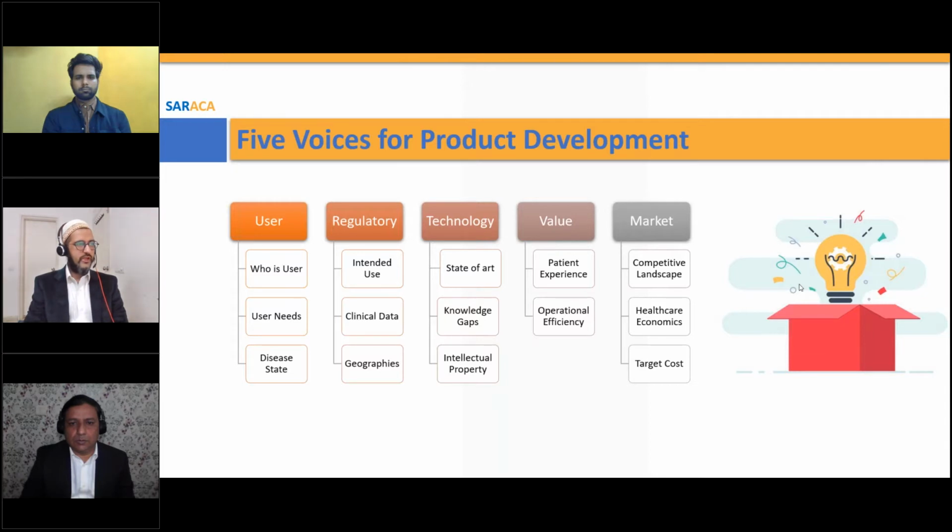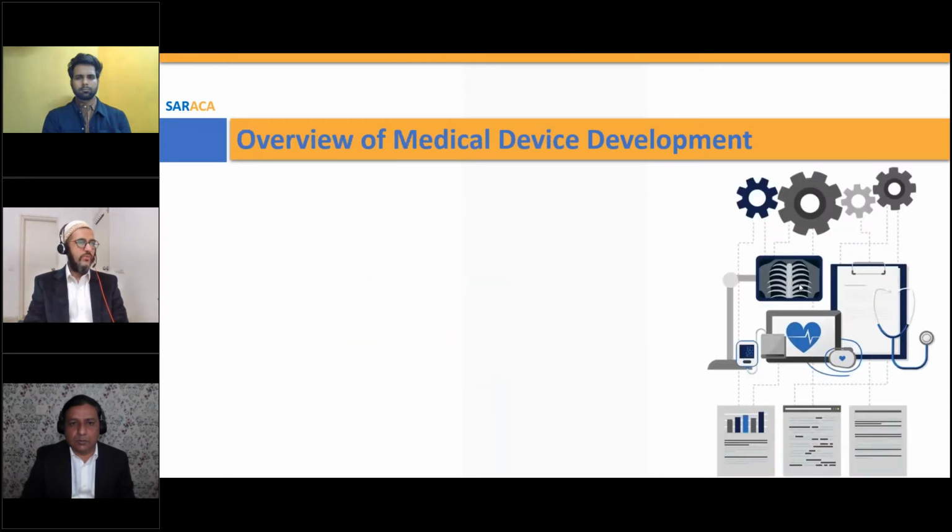Let's move to the next slide. Here I'm going to give you a bird's eye view of what all is involved in medical device development. This slide will give you a very brief summary of what it talks about. So what exactly, in a very simple form, are you going to do?